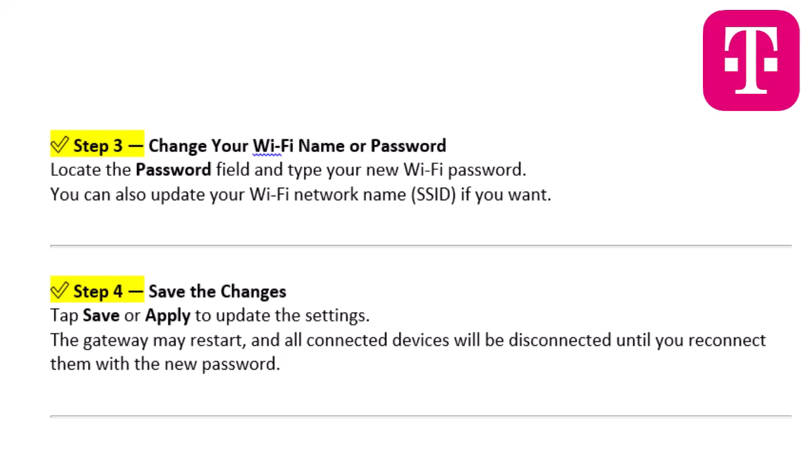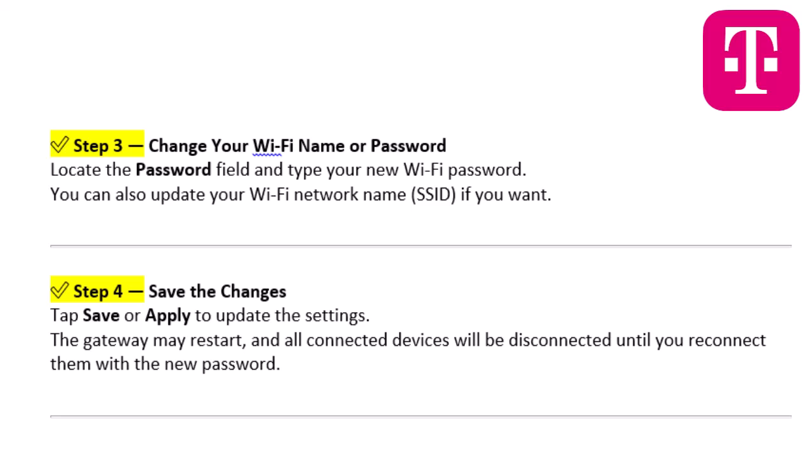Step 3. Change your Wi-Fi name or password. Locate the password field and type your new Wi-Fi password. You can also update your Wi-Fi network name, SSID, if you want. Use a strong password with letters, numbers, and symbols. This prevents unauthorized access and keeps your speed stable.